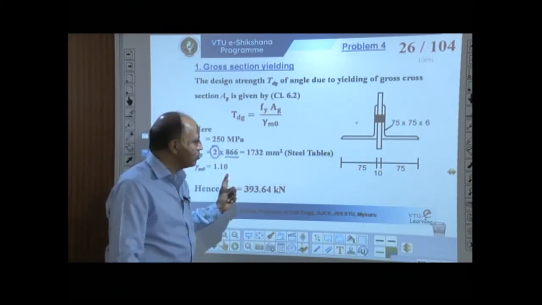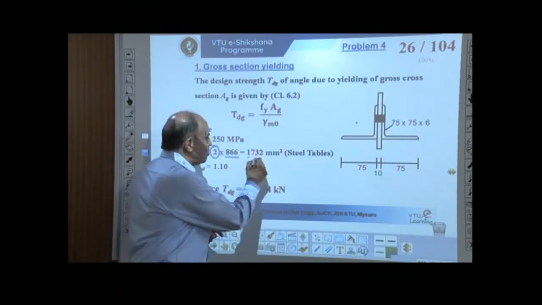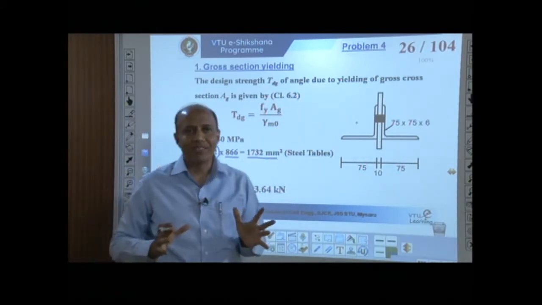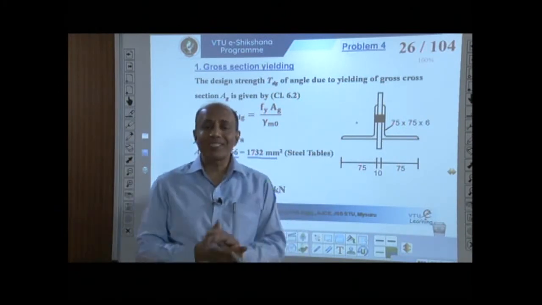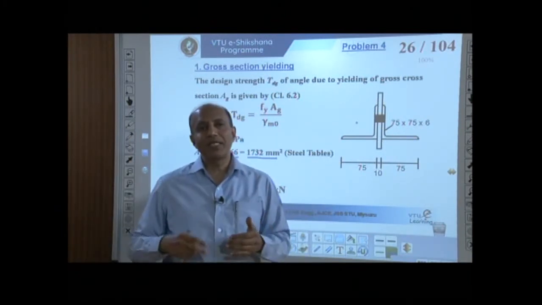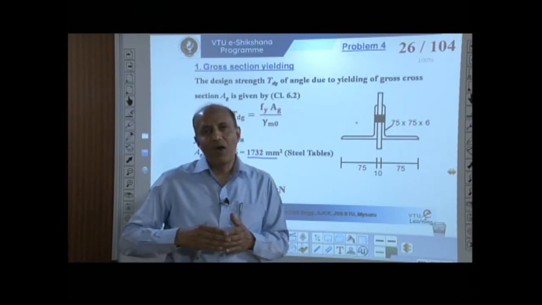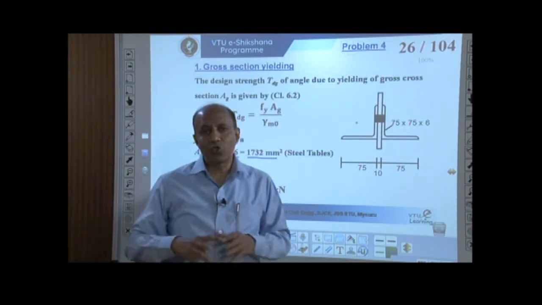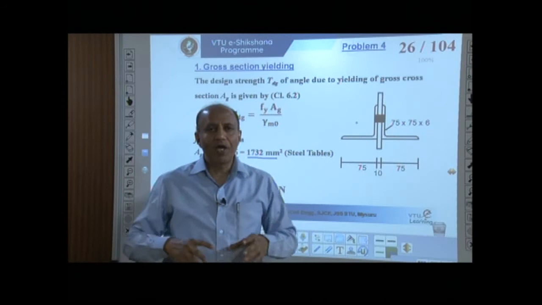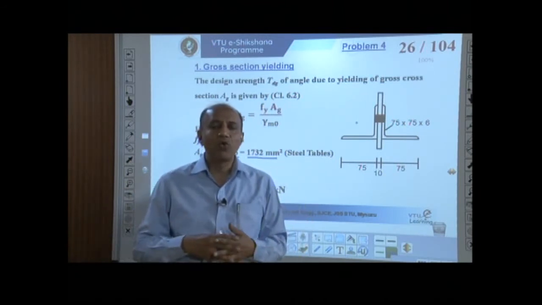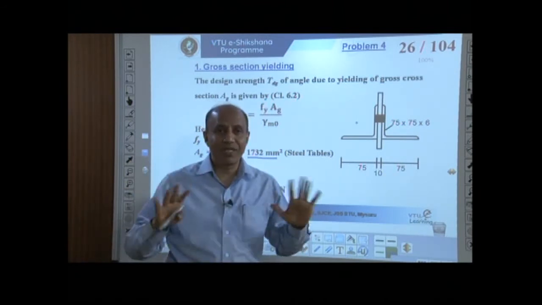You need to multiply by two. You get the total area of both the angles. Now please understand, when we talk about gross section yielding, we are saying that this failure occurs at some distance away from the connection. So there would be no bolt holes or anything. The entire section is going to fail by yielding, gross section yielding.